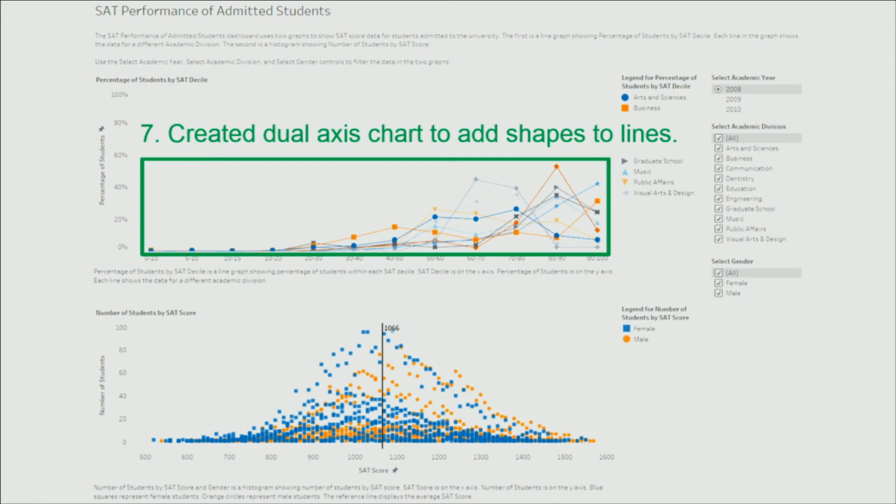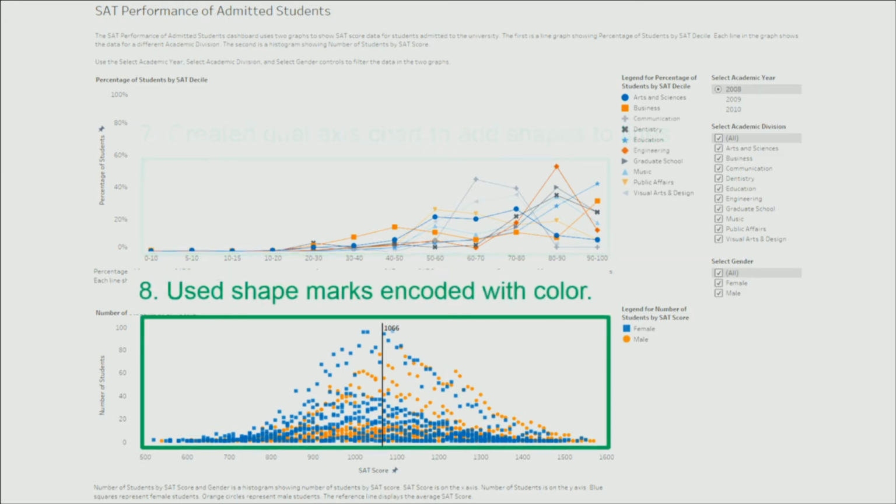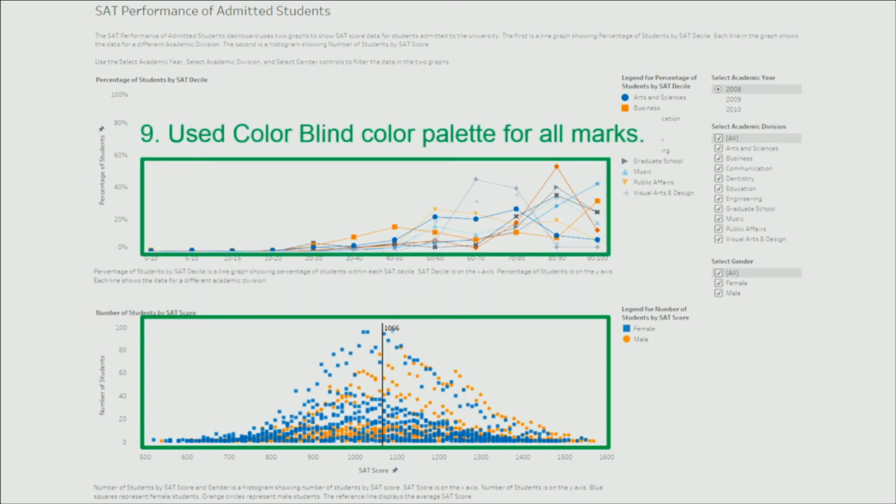As I said earlier, I created a dual axis chart to add shapes to this mark, or to the lines, so that you can distinguish them by something other than color. When you are able to get the slides for the presentation, I have this workbook as well, so you can see how I did that. It's not completely obvious. And then for the bottom histogram, I use shape marks rather than just circle marks, so that you probably can't tell it from the slides, but some are square and some are circular. So you can see it by another mechanism. I used the colorblind palette for all of the marks.